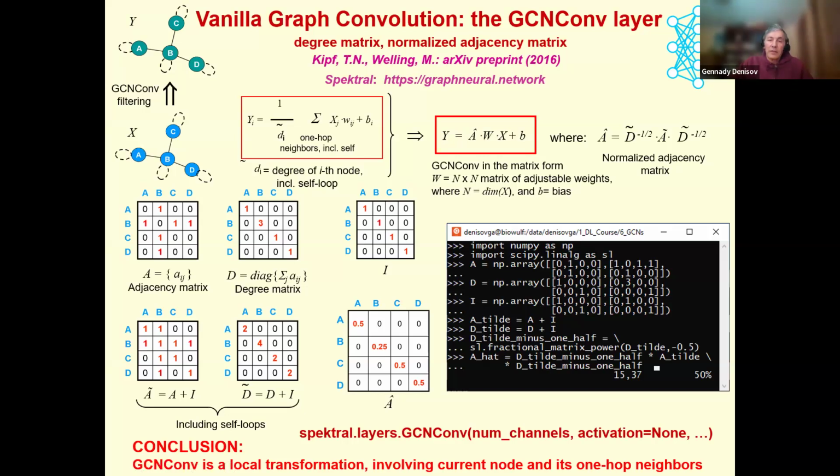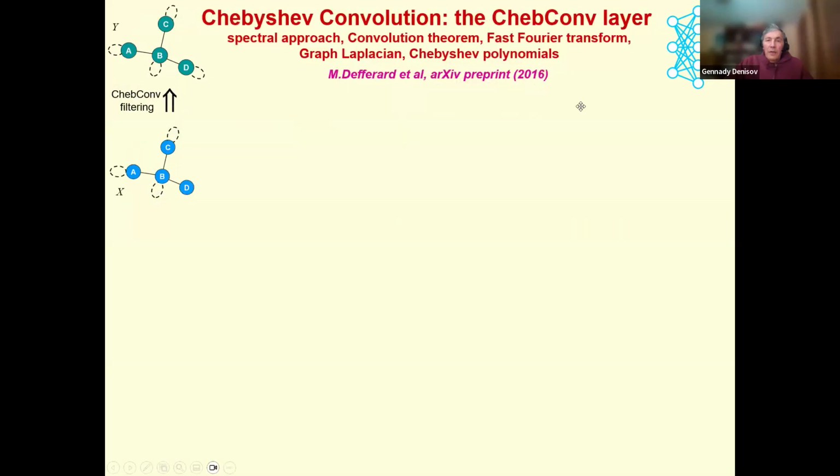Okay, next slide. Now the vanilla graph convolution we discussed in the previous slide is the simplest possible implementation of graph convolution. In this slide, we will discuss a somewhat more advanced and more sophisticated implementation called Chebyshev convolution. The reason why we want to consider this more sophisticated implementation is that it actually works better on our biological example.